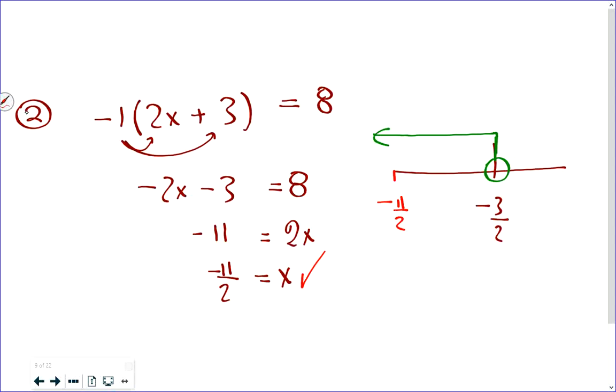The original equation is the absolute value of 2x plus 3 is apparently supposed to equal 11. If I take 2 times -11/2, I get -11, plus 3 is -8. Absolute value of -8 is 8. We're good. Any questions with example 1? Do you have a question, Isaac?